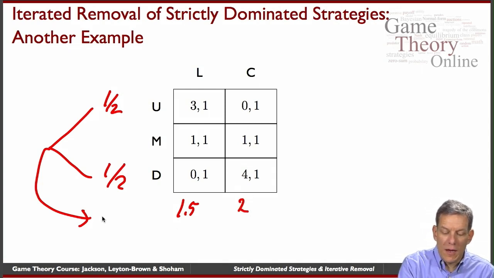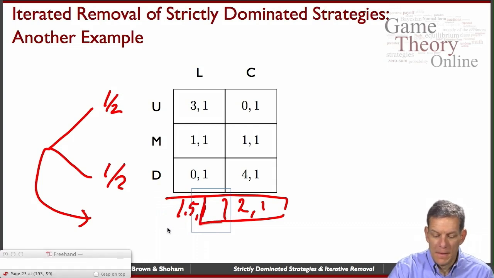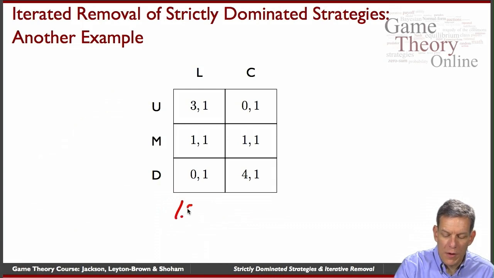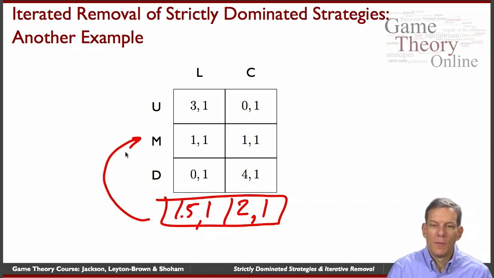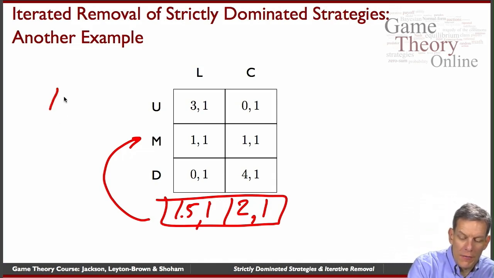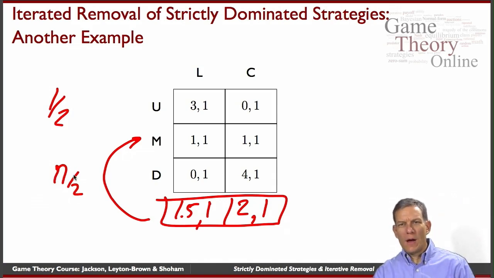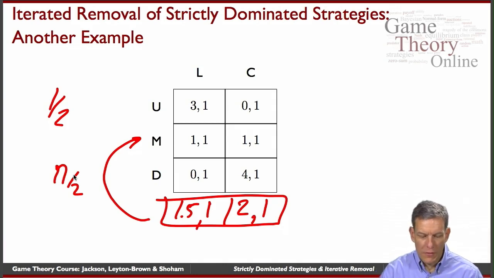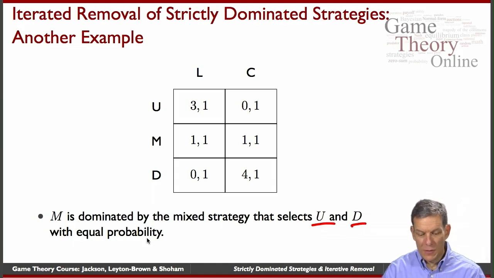So when we look at playing a half-half, then what would we end up with if we allow for that mixture? We would end up with 1.5, 1, and a 2, 1. So we end up here with something which strictly dominates middle. So playing a half on up and a half on down gives the row player a strictly higher payoff than they would get by playing middle. So in this case, M is dominated by the mixed strategy that selects U and D with equal probability. So in that case, we can still get rid of M.